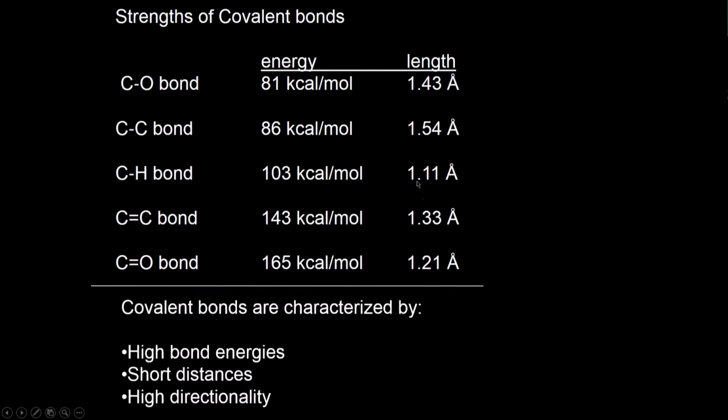So covalent bonds are characterized by high bond energies, short distance, and high directionality. The direction is very focused and fixed. So it is not random, whereas a hydrogen bond, for example, is not so directional. So that is the difference between a non-bonded interaction and a bonded interaction.